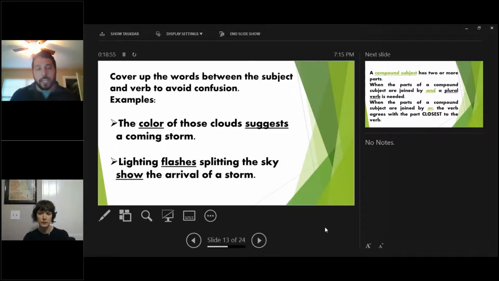And so, like I said, sometimes it's helpful to just cover up the words in between and make sure that you're really just reading the subject and then the verb. A lot of times it's still going to make sense if you cut out those words. So lightning flashes show the arrival of a storm. Still understand what the sentence is saying, and now you're able to make sure that the subject and the verb agree without getting confused by some of the extra words that are in the sentence.